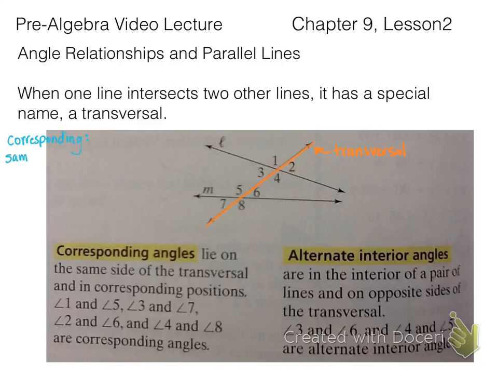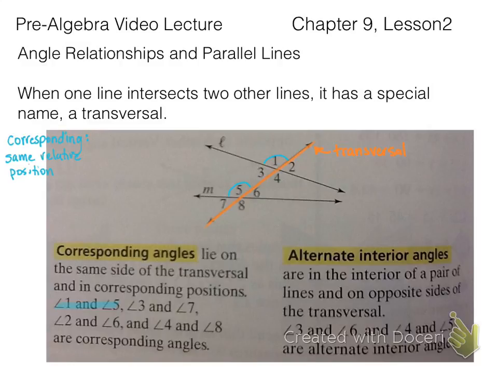And I highlighted them using this really light blue color. And 1 and 5, they are corresponding angles. Notice how they're on the same side of the transversal as each other, and they're in the same relative position on the two lines, on the line L and the line M. All right, so notice how they're both on top of those two lines, L and M, and they're both on the same side of the transversal.